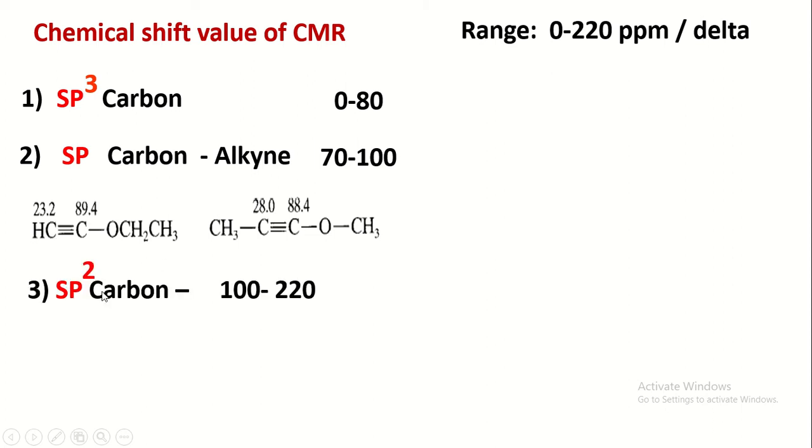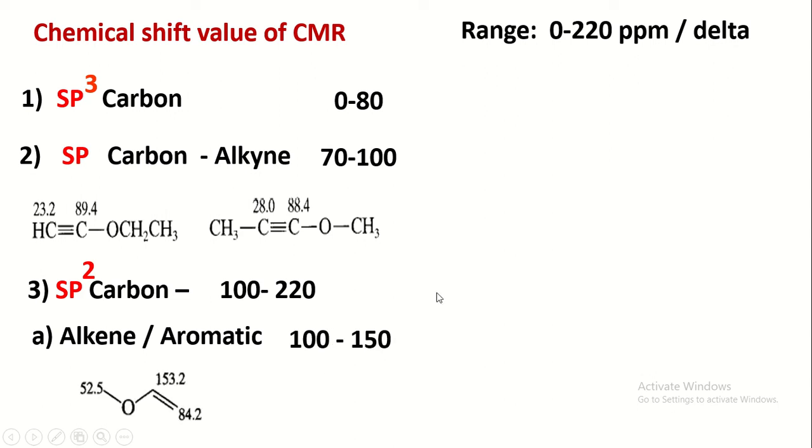Similarly, the sp2 carbons are present in various forms: alkene, aromatic compound, and carbonyl compound. First, the chemical shift range of sp2 carbon in alkene or aromatic compounds is between 100 to 150. But in some compounds, the chemical shift decreases due to resonance because the alkene carbon carries a minus charge. Therefore, shielding takes place and the chemical shift is less.